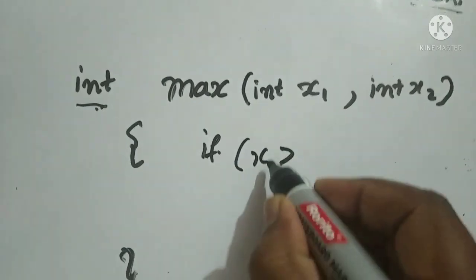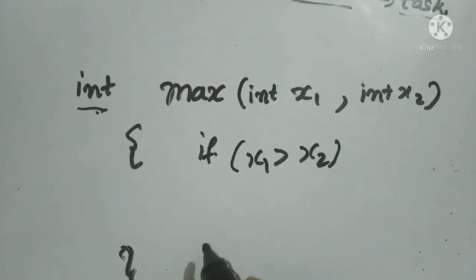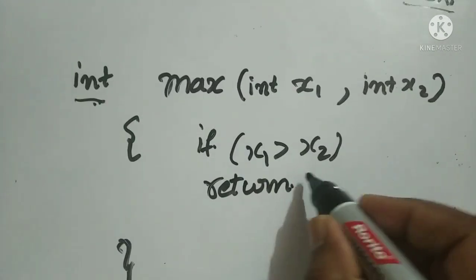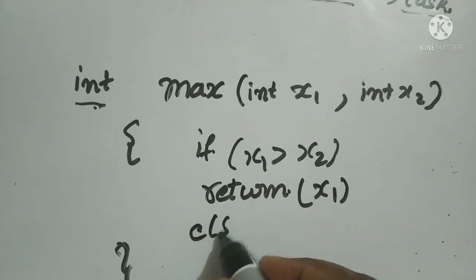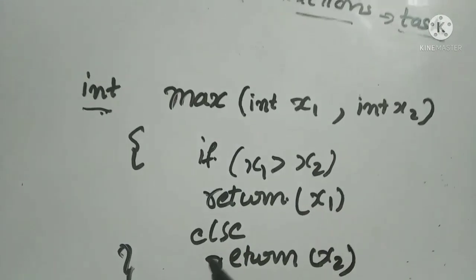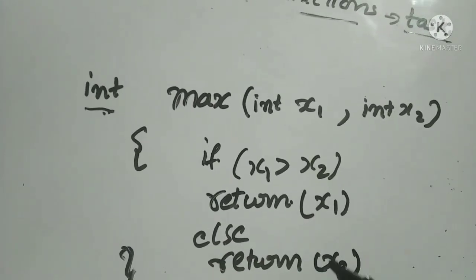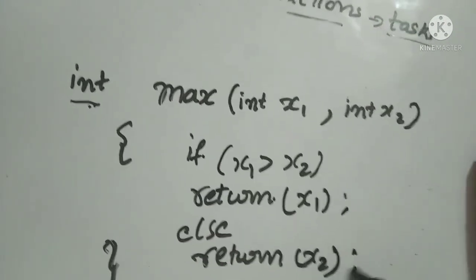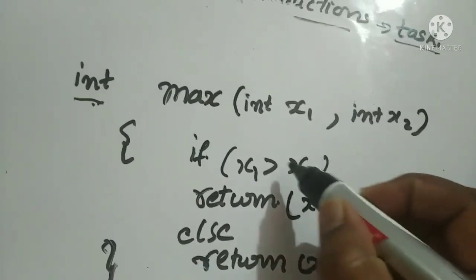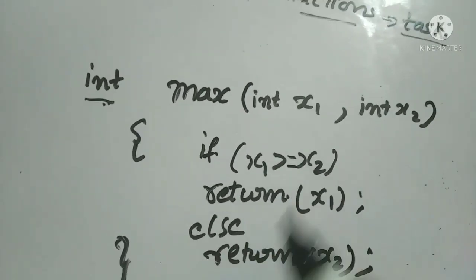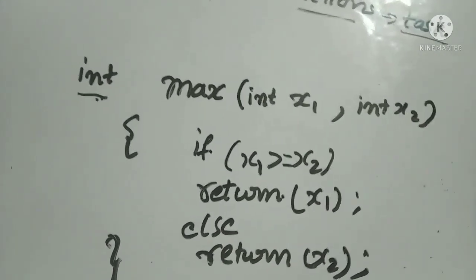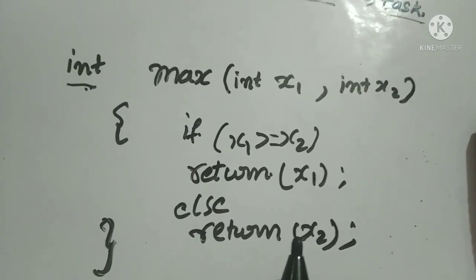If x1 is greater than x2, then return x1, else return x2. Meaning if it is not greater than x1, definitely it should be lesser than x1. If it is equal also, then no problem, we will get the value. I can also use it like this: if x1 is greater than or equal to x2, then return x1, else return x2. So we will get the result, either x1 or x2, in our program.